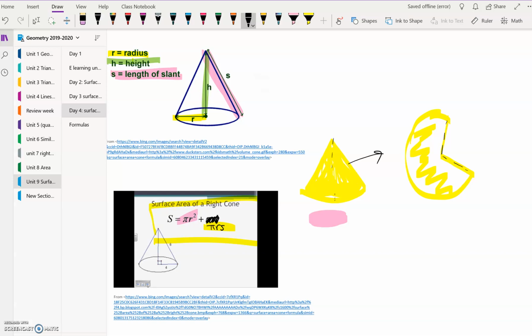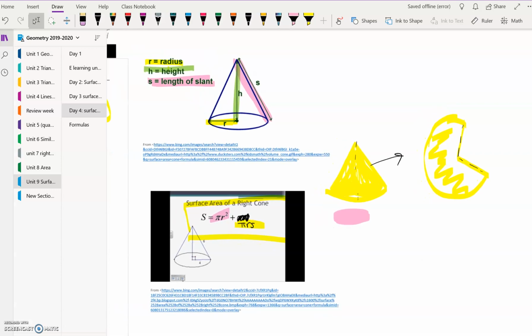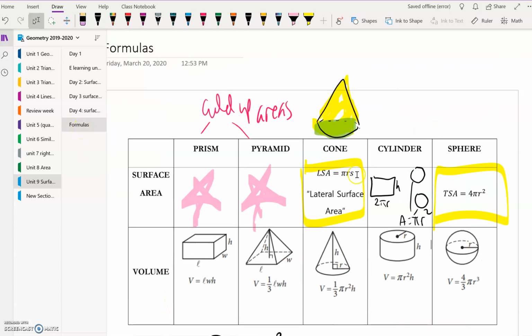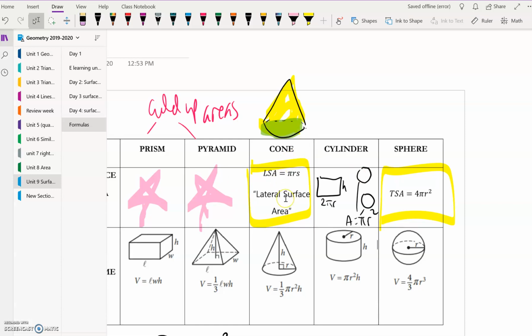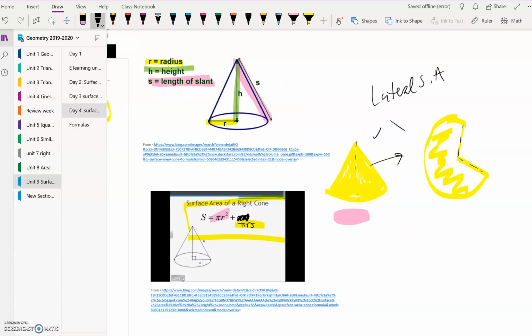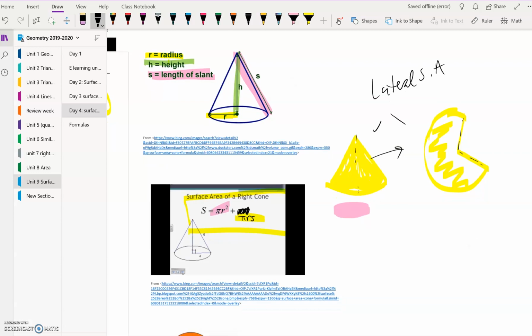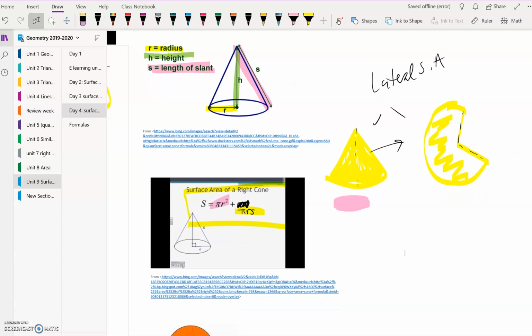So there is a video where they walk you through just what's called the lateral surface area, the yellow bit. So that's why your formula sheet only gives you the lateral surface area. You have to make a note that you would add pi r squared as a reminder, because then you won't be getting your full surface area. Okay, but feel free to watch the video. I think it's really good. I would highly recommend it.